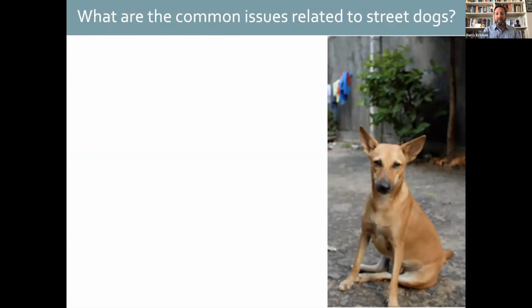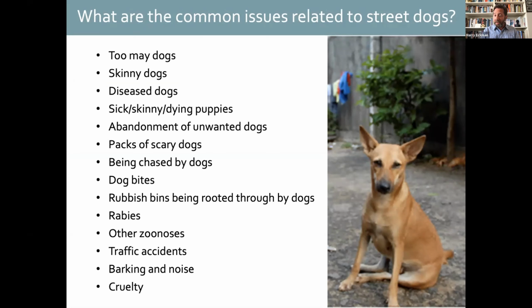And so picking up on that, if we look at what are the common problems associated with dogs on the street, it's not a complete list, but this is a fairly substantial list of the kinds of things that people say about street dogs. And this is anywhere. This could be Bosnia, this could be India, this could be South America. Wherever there are street dogs, these are the kinds of problems that people associate with them. So it might be too many dogs, or it might be skinny dogs or diseased dogs. Or if there's puppies, then people might be worried that they're skinny or sick or dying. Then there's an issue of abandonment. Are these dogs being abandoned? Are they unwanted? Are people just dumping them on the streets?